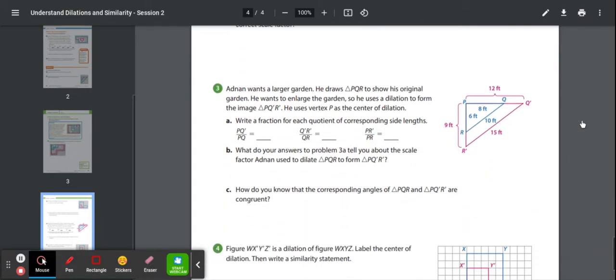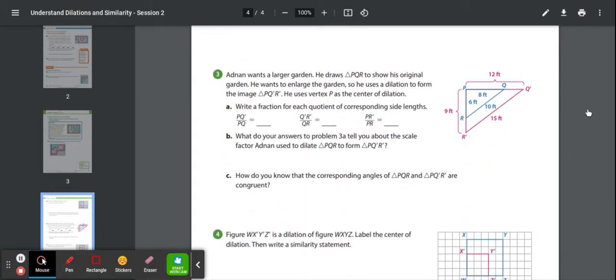Number 3. We have a garden here, and he draws triangle PQR to show the original garden. And we're trying to make the garden bigger. So we started with the small triangle, the blue one, and went to the pink triangle, the bigger one. And we're going to try to figure out the fraction for the scale factor for the dilation. So the first one says PQ prime. So it's going to be all the way across here. So that would be 12.